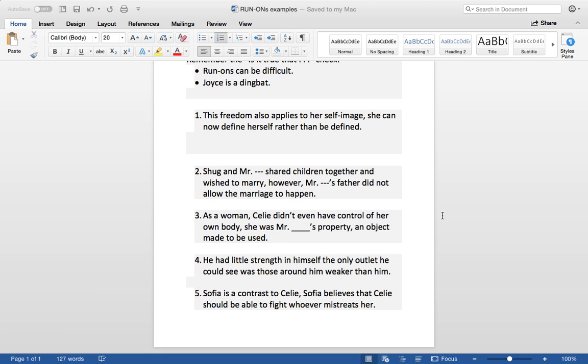Well, okay, that doesn't make sense as a question, so clearly this part is not a sentence. Is it true that she was Mr.'s property, an object made to be used? That makes sense as a question. So there's a sentence, and here's a sentence, and it's just joined by this comma. So guess what? We got a run-on. All right, and these other 2 examples are run-ons as well.